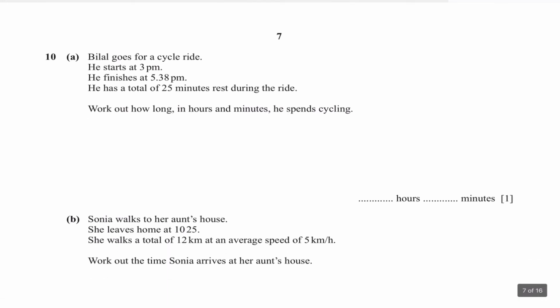The question says Bilal goes for a cycle ride. He starts at 3 p.m. and he finishes at 5:38 p.m. He has a total of 25 minutes rest during the ride. Work out how long in hours and minutes he spends cycling.